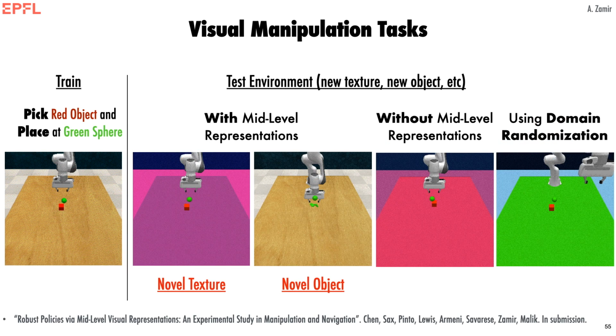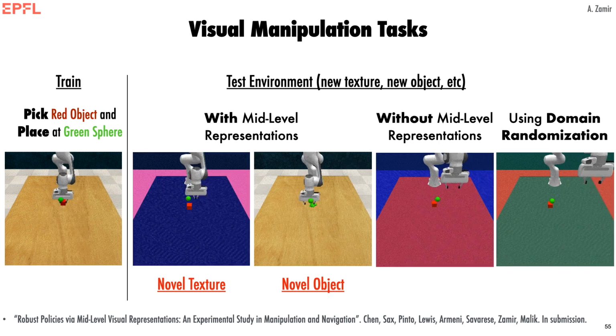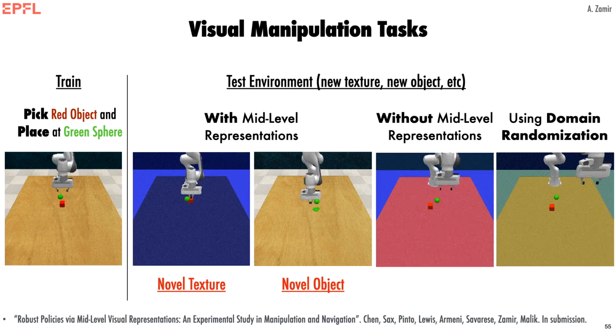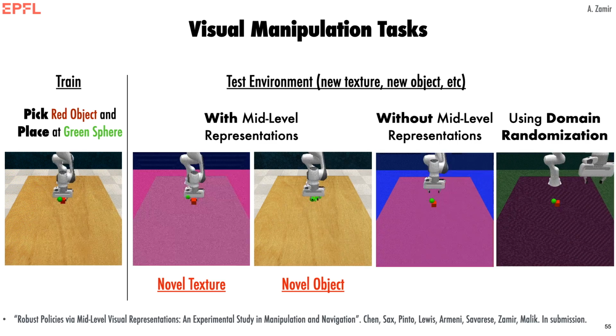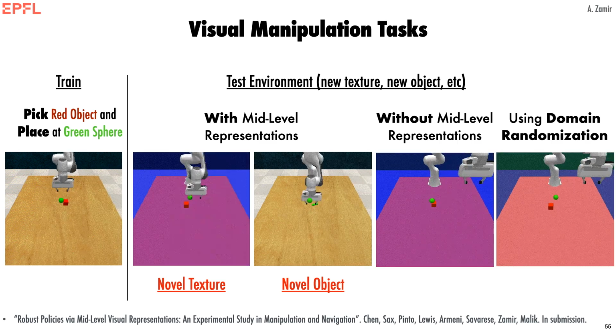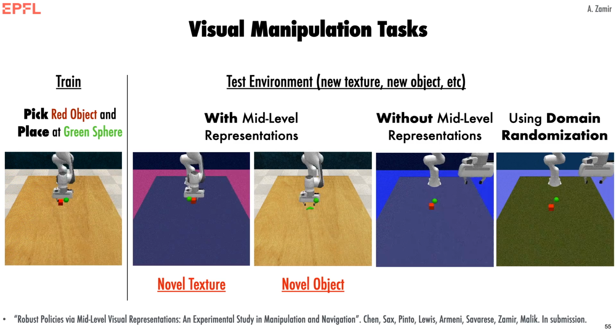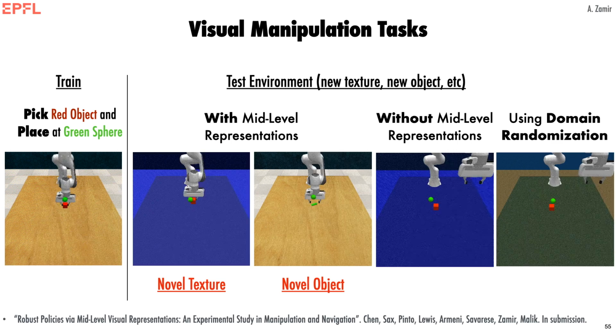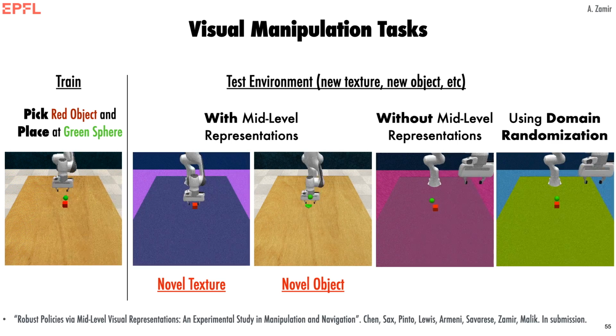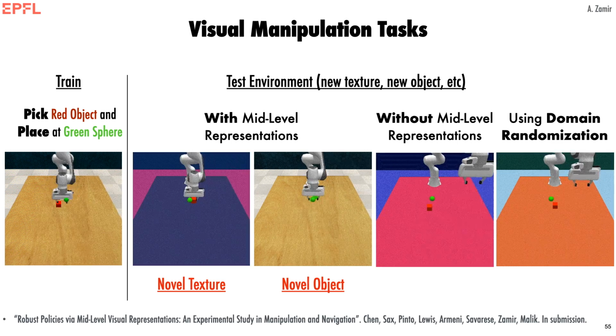So we did the same experiments for visual manipulation too. Here you can see the generalization experiments. The setup is pretty similar, except that the task, instead of being navigation, is manipulation. So at test time, we surprise the policy with new textures or new objects and so on. You can see that with visual priors, the mid-level representations cope very well. While not using them, the policy collapses, and also domain randomization doesn't work very well in this case.